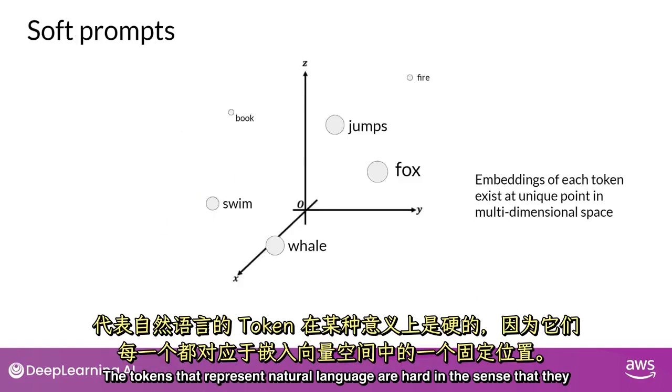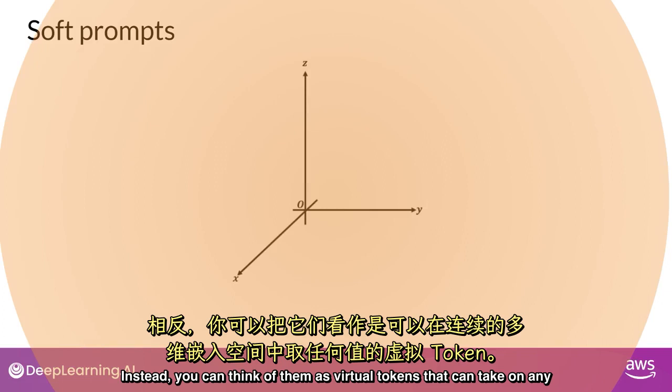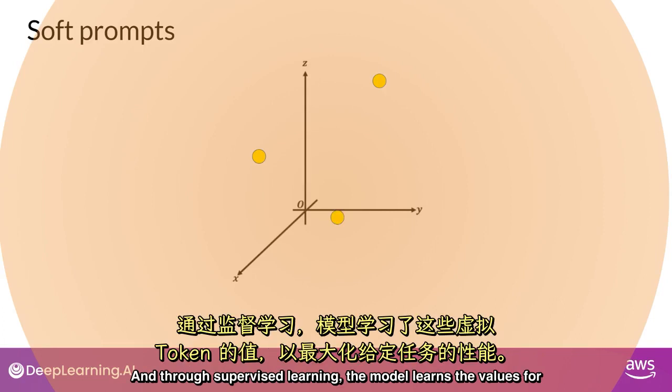The tokens that represent natural language are hard, in the sense that they each correspond to a fixed location in the embedding vector space. However, the soft prompts are not fixed discrete words of natural language. Instead, you can think of them as virtual tokens that can take on any value within the continuous, multidimensional embedding space. And through supervised learning, the model learns the values for these virtual tokens that maximize performance for a given task.